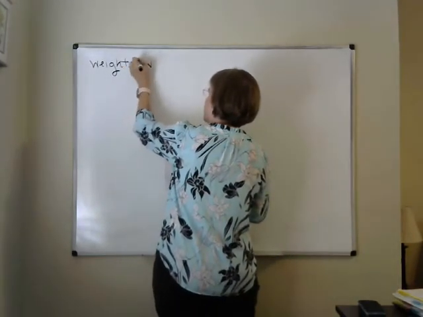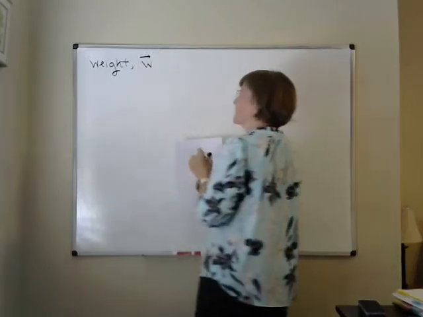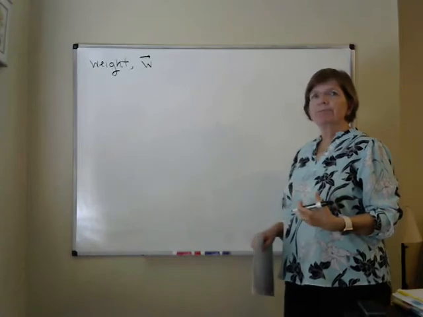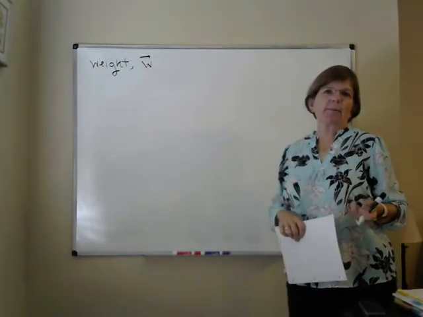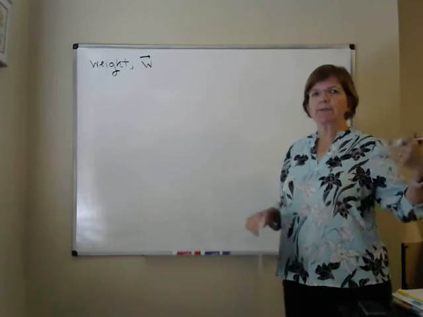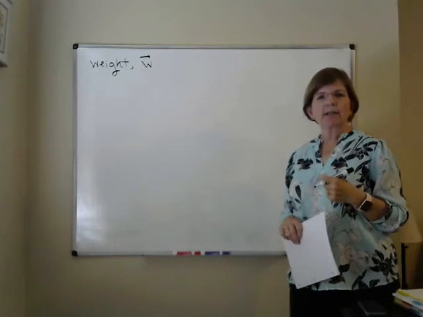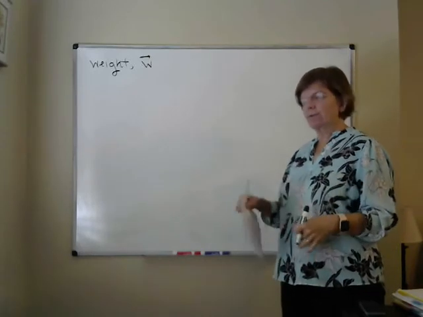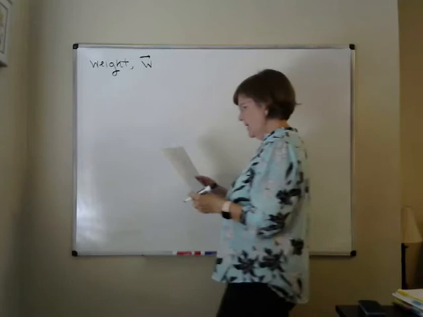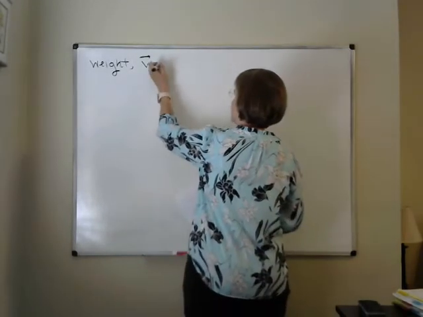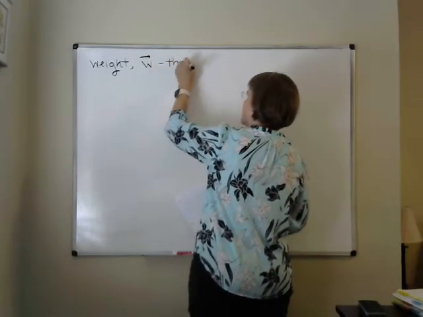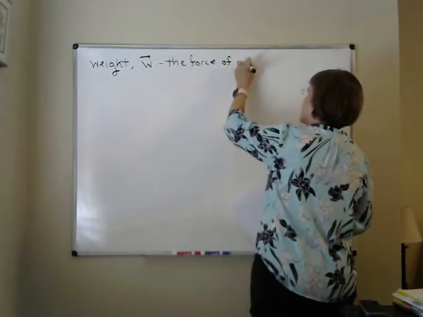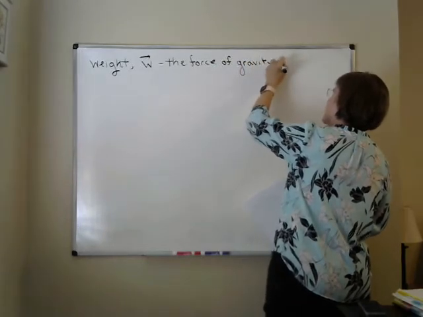All forces are vectors, so I'll put a little arrow. We'll use a lowercase w to represent weight. We leave the little arrow off if we're just talking about the magnitude of the weight. So if we say something weighs 50 pounds, we don't have to put an arrow. Particularly on weight, everyone understands that weight is a downward force. So that is simply the force of gravity on a mass.